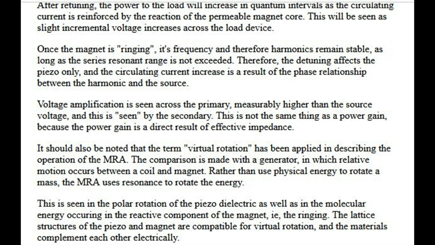Voltage amplification is seen across the primary, measurably higher than the source voltage, and this is seen by the secondary. This is not the same thing as a power gain, because the power gain is a direct result of effective impedance. It should also be noted that the term virtual rotation has been applied in describing the operation of the MRA. The comparison is made with a generator, in which relative motion occurs between a coil and magnet. Rather than use physical energy to rotate a mass, the MRA uses resonance to rotate the energy.